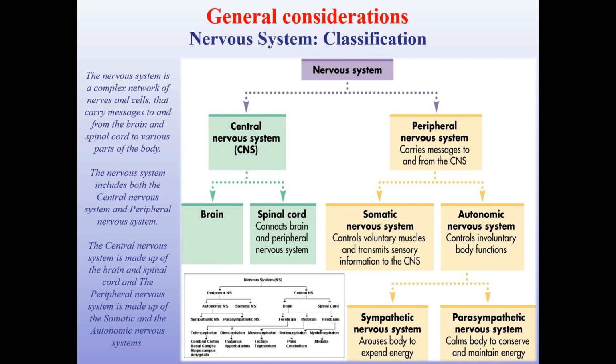First of all, I would like to discuss with you the classification of the nervous system. The nervous system is a complex network of nerves and cells that carry messages to and from the brain and spinal cord to various parts of the body. It includes both the central nervous system and the peripheral nervous system. The central nervous system is made up of the brain and spinal cord, and the peripheral nervous system is made up of the somatic and the autonomic nervous system. The autonomic nervous system is subdivided into the sympathetic division and the parasympathetic division.